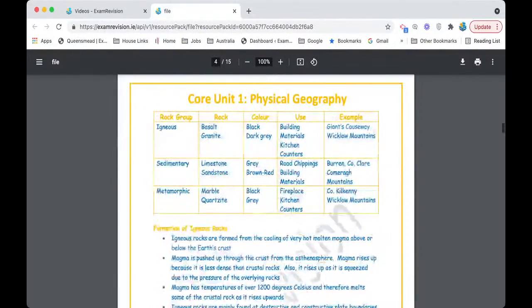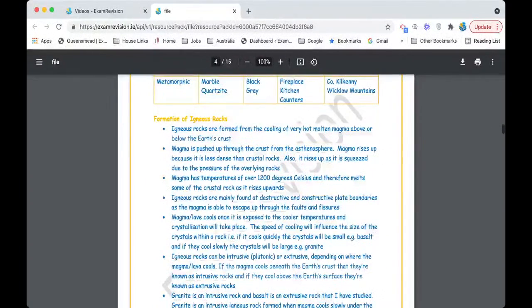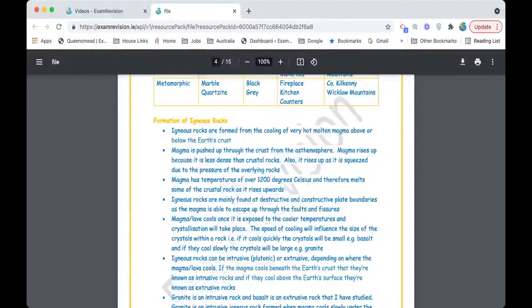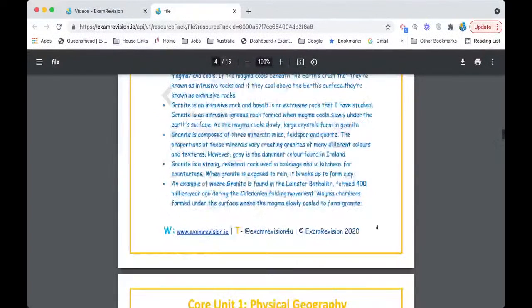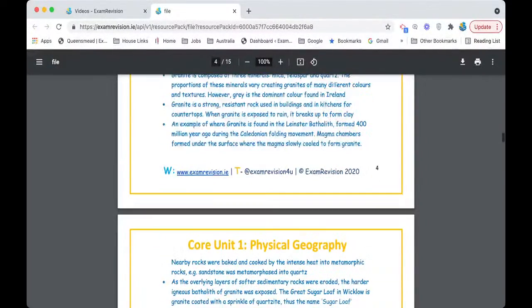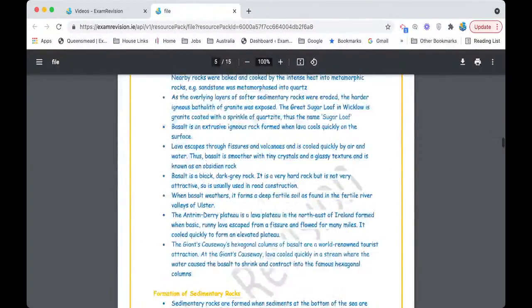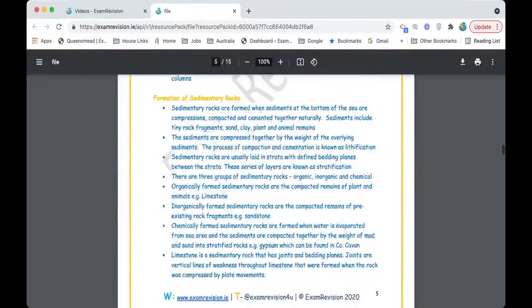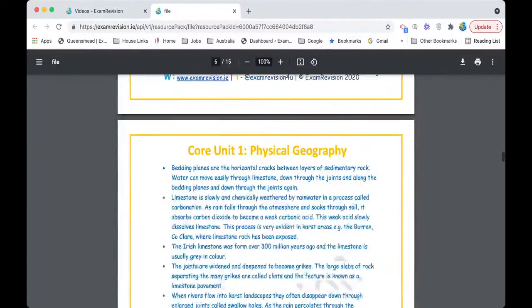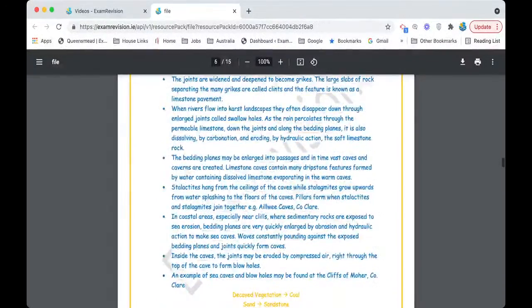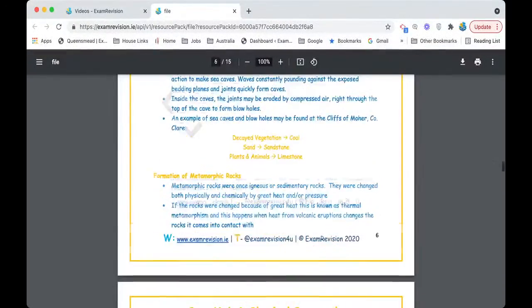And then what we have is lots on igneous rocks, which is really important. So what we've done is we've really targeted that, because that's the question that students need to know. We need to know the formation of igneous, sedimentary, and metamorphic rocks. So it's very, very exam focused. So formation of sedimentary rocks, here we have it, really detailed, lots of information, because we know this is a really popular question that comes up in the exam. Formation of metamorphic rocks.